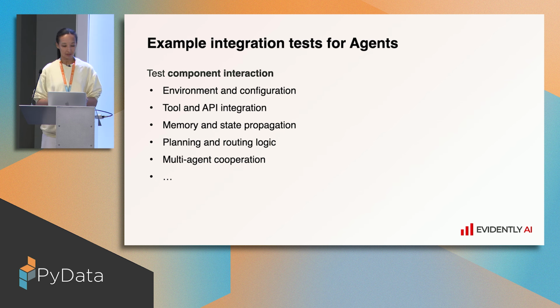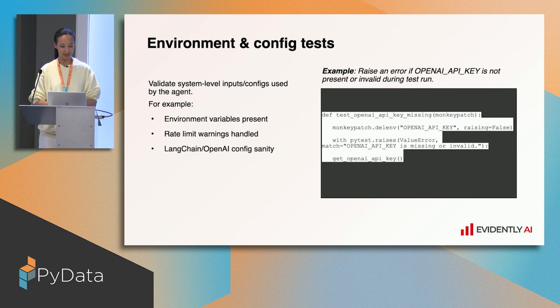Also, tools and API integrations. I believe nobody likes a lot of external APIs because you have no control over them, but you need to make sure that you can use them, right? Also, some things related to memory and state propagation, planning and routing, and multi-agent cooperation. I will try to briefly cover all of them one by one so that we understand where we can use our integration testing approach. Starting from environment and configuration tests.